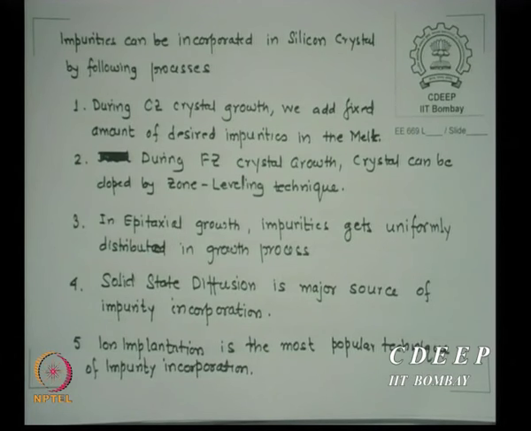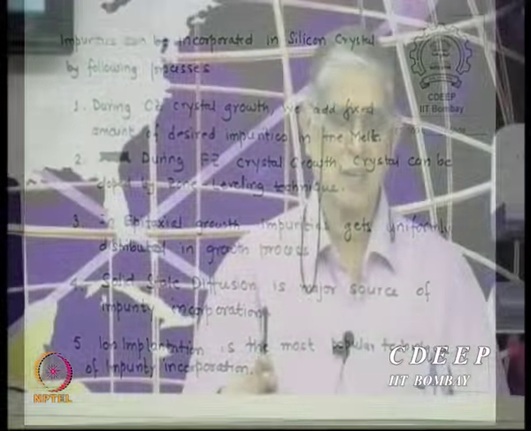Solid state diffusion is the major source of impurity incorporation. How? From a solid source. In the case of phosphorus, it is phosphorus pentoxide, P2O5. In the case of arsenic, it is As2O3, arsenic oxide. In the case of boron, it is B2O3. So we have solid sources which contain impurities, and from the solid we pass the impurities into solid silicon. Therefore, this diffusion is called solid state diffusion.